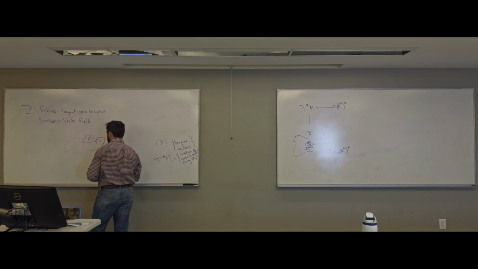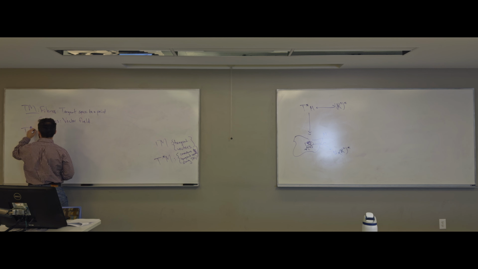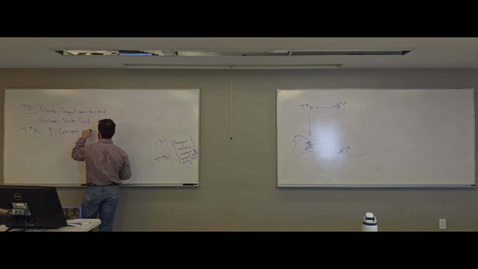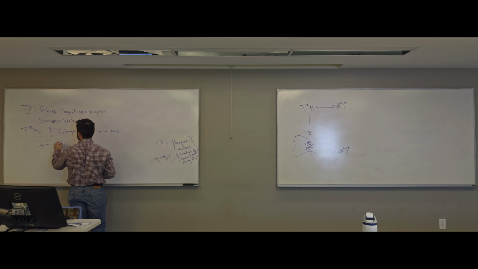What about the cotangent bundle? You already saw what the fibers are. I'll just write up, down, for vertical fibers. These are cotangent spaces to a point, namely the dual space to these tangent spaces. Horizontally, the sections are called differential one forms.